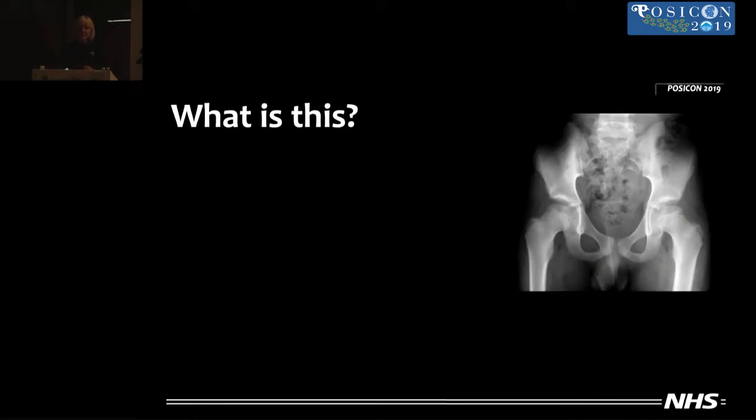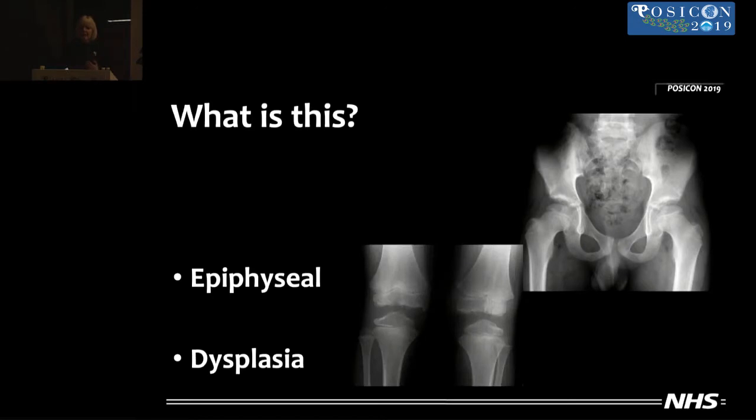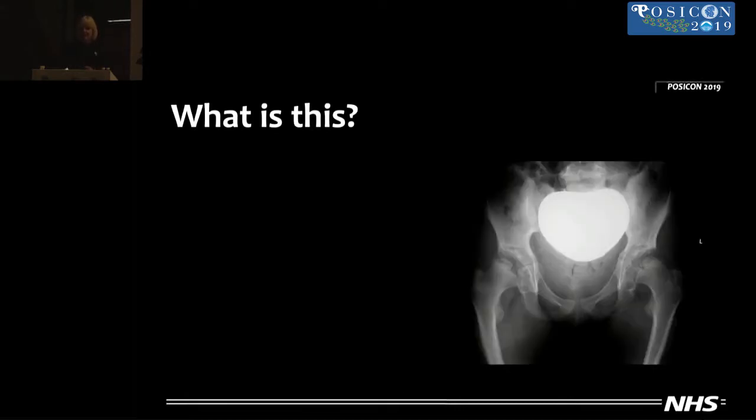What about this? It's a dysplasia. The main problem is probably in the epiphyses. They look a little bit abnormal. And if you look at the knees, then you automatically realize that this is multiple epiphyseal dysplasia. This is a very simplistic way of thinking about it, but it gets you in the right mode and gets you thinking. So what's this? This is a dysplasia.